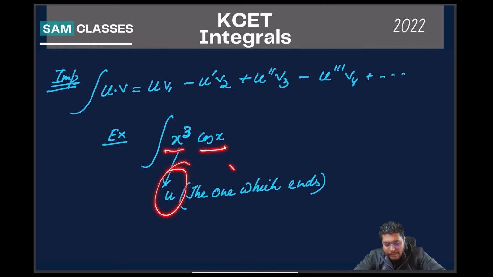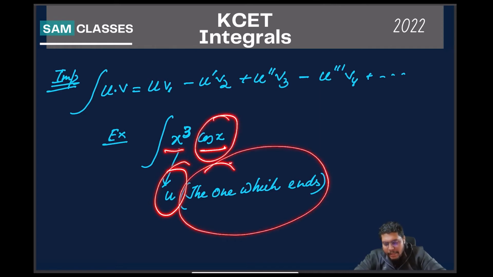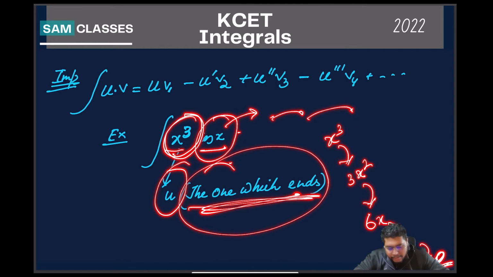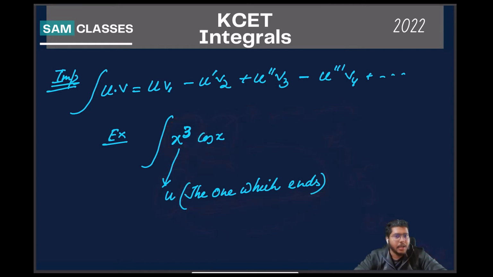It keeps on going, okay? But still, if you see, integration of cos x is sine, again integrate sine, cos, again integrate. So what you will do, you will take the function as u which will end. So x cube, if I differentiate, what I'll get? 3x square. Again, if I differentiate, what I'll get? 6x. Again, if I differentiate, I'll get 6. Again, if I differentiate, I'll get 0. So you have to take that function as u, which will end it, means whose derivative will end one time, okay?